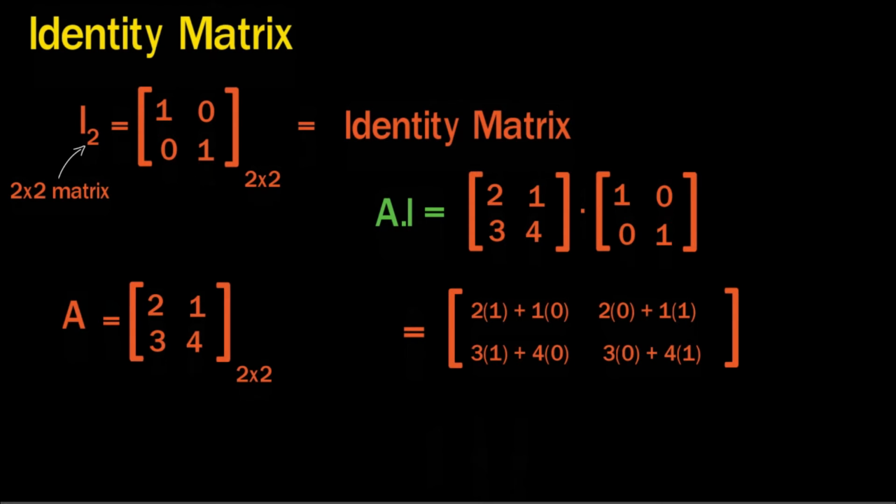So you will get the answer 2, 1, 3, 4. So you get back the same answer as matrix A. So this is the meaning of an identity matrix. So you multiply any 2 by 2 matrix with the identity matrix, you will get back the same outcome. So after understanding what is identity matrix, next we will be learning about how to calculate the inverse of a 2 by 2 matrix.